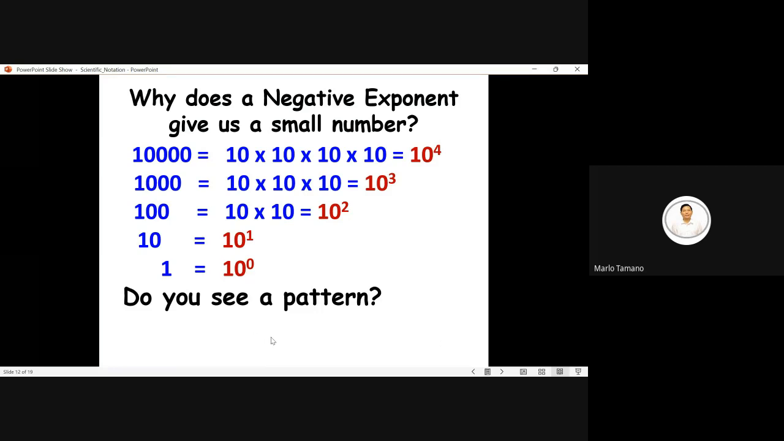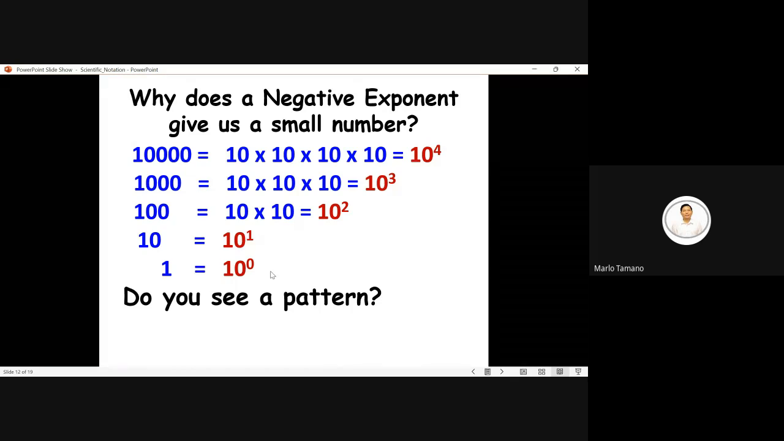Then how about this one? 1 is equal to 10 to the 0. It says that under the law of exponent, any number raised to 0 is equal to 1. Not only 10. Like 2 to the 0 is 1, 3 to the 0 is 1, 4 to the 0 is 1. Yan po ay pwede natin pag-aralan under ng law of exponent soon. Since base 10 po tayo or nasa powers of 10, so 10 to the 0 lang po yung gagamitin natin. So, 10 to the 0 is equal to 1.